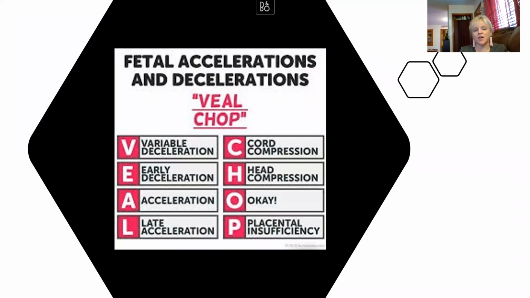Here is VEAL CHOP. This is an acronym for you all if you need some help remembering all of this information. You can see here when you spell them out together, it matches up the change in fetal heart rate with the cause. So the variable deceleration is caused by cord compression, early decelerations by head compression, and so on. Use that slide to help you learn and recall these changes in fetal heart rate.